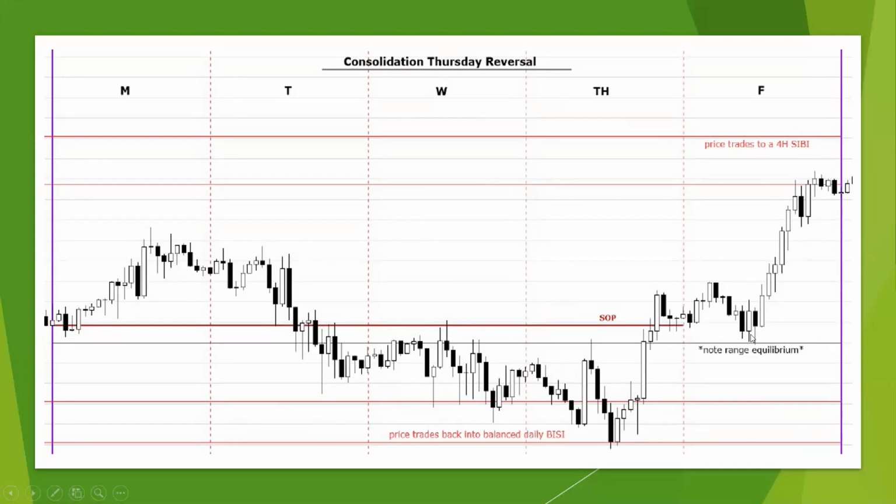Now, look how price expands all of this, all the way up here, straight to our 4-hour SIBI. We go from a daily BISI all the way up to a 4-hour SIBI, right? So price trades from a discount to a premium after balancing out a BISI, trading breaking structure above Sunday opening price and above these highs, right? Balancing back down to equilibrium. That equilibrium price point is going to allow price to aggressively run higher. All right.